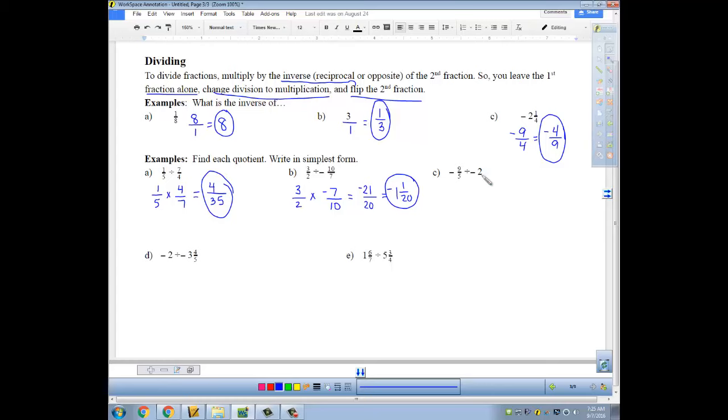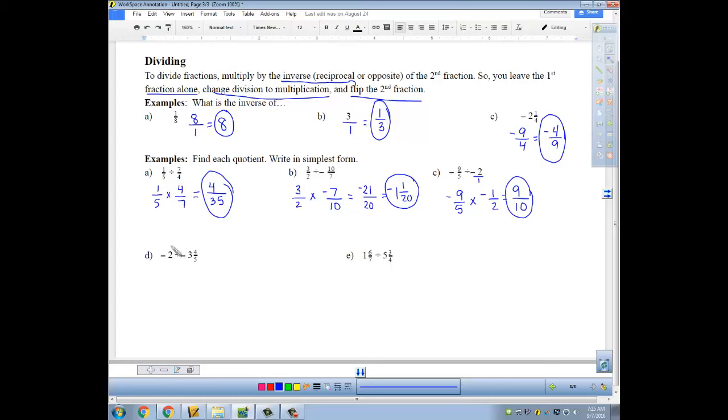Part C, this negative 2 is really negative 2 over 1. So keep the first fraction, change division to multiplication, flip the second fraction. Negative 9 times negative 1 is 9. 5 times 2 is 10. So it is positive 9/10.